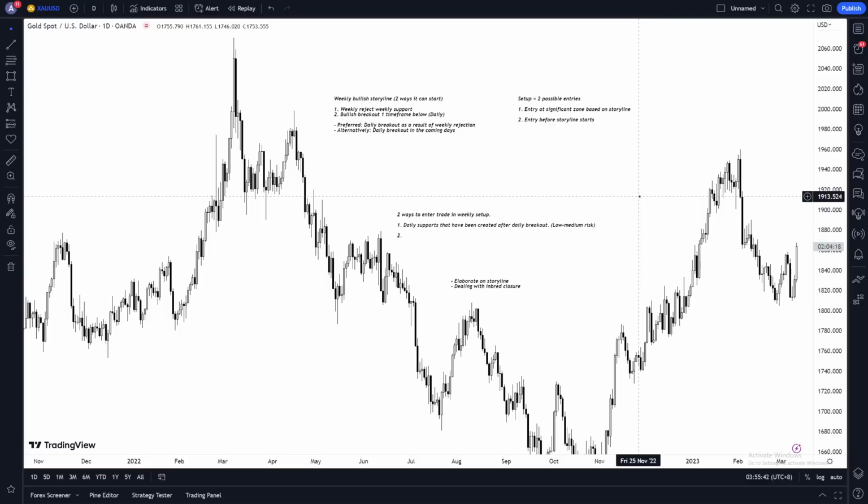Second way, entry before storyline starts, is the one I talked about in the previous video, where you have a weekly reject weekly, and then you look at the result of that. You look at the result of the weekly reject weekly on the daily, correct? Remember, weekly reject weekly, then you look at the daily, right? But on the daily, there's no breakout. So weekly reject weekly, daily no breakout. But daily, okay, so let's say this is bearish, right? Weekly reject weekly, but on the daily, there's a new resistance formed, right?